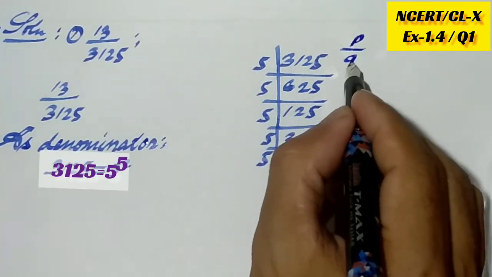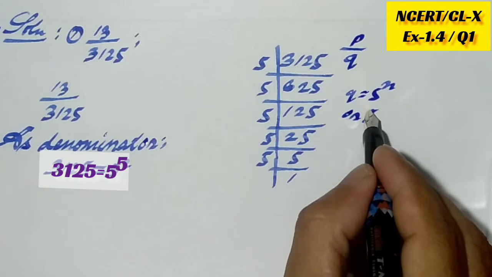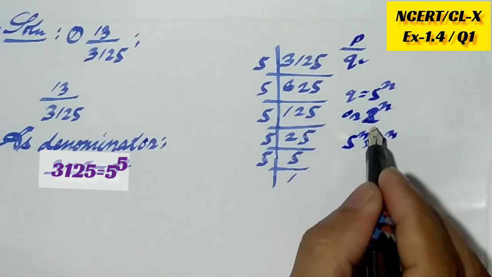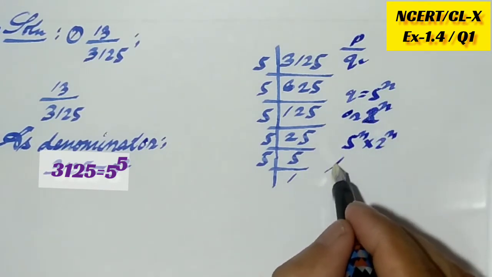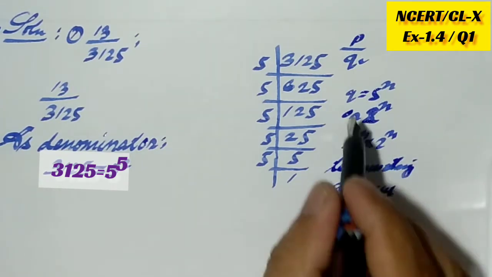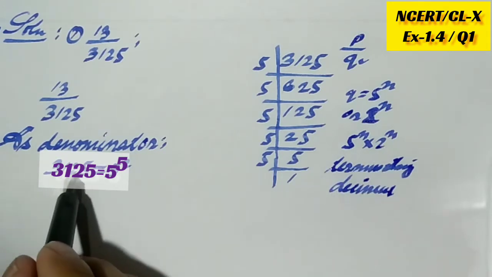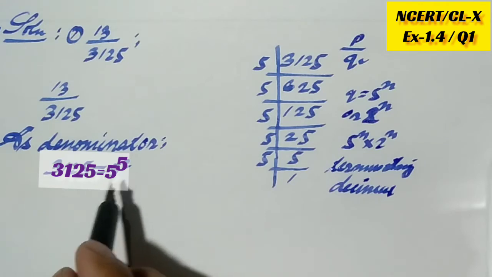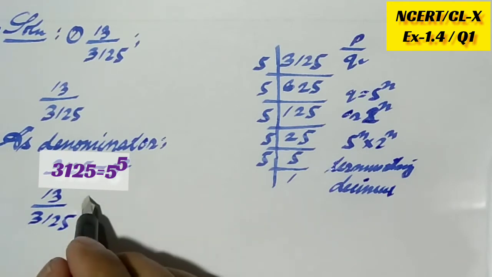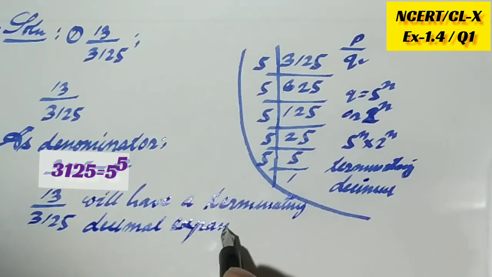I have taught you that for P by Q, suppose Q, that is the denominator, has a factor 5 to the power n, or 2 to the power n, or both 5 to the power n and 2 to the power n. If Q is satisfying these three conditions, that is a terminating decimal. So here Q satisfies these factors 5, 2 and 5 into 2, then it becomes a terminating decimal. Likewise here 3125, which is 5 to the power 5, has all the factors 5. So 13 by 3125 will have a terminating decimal expansion.